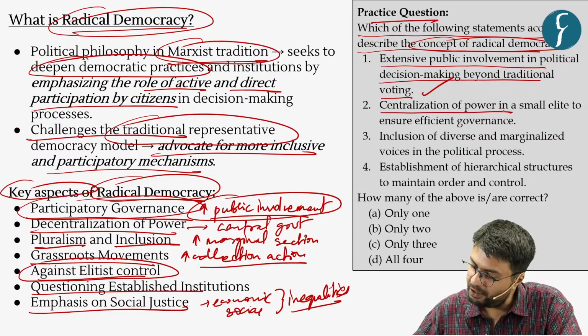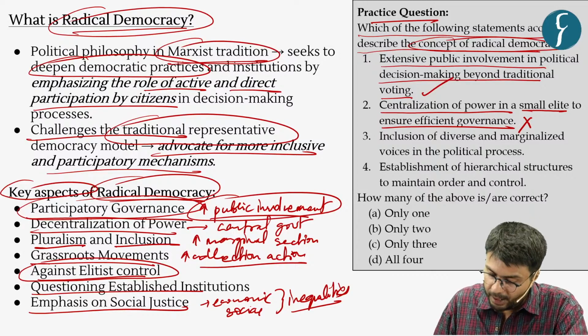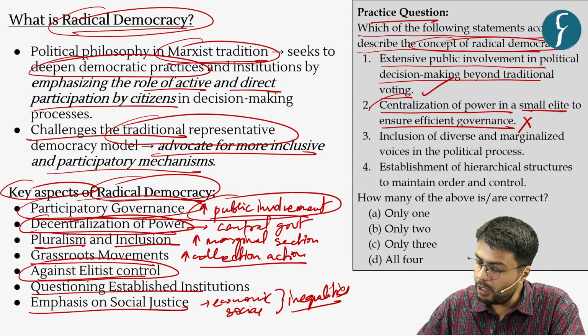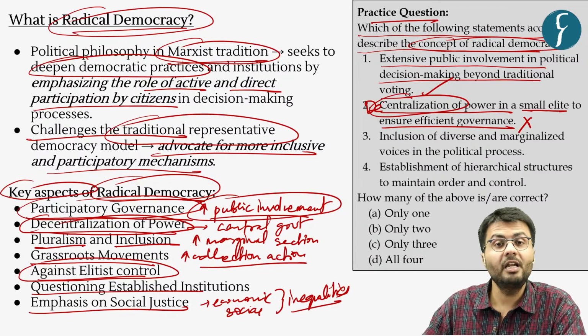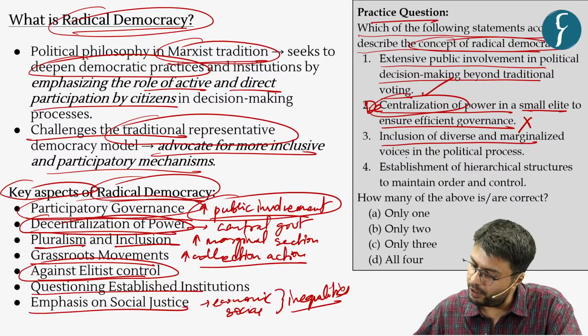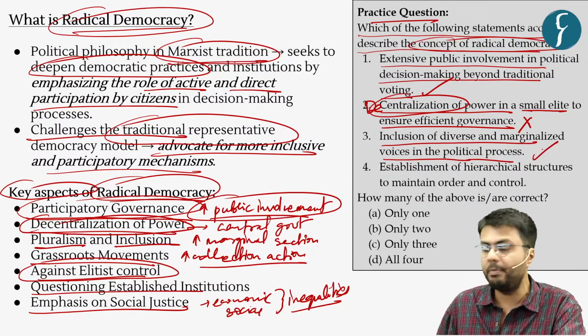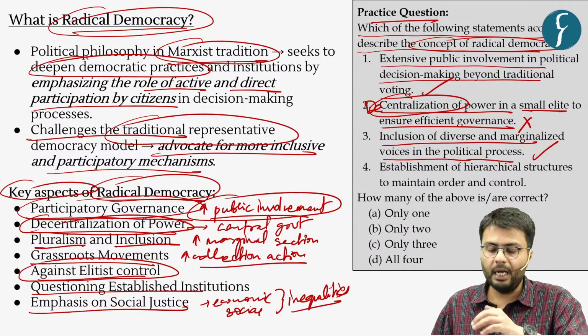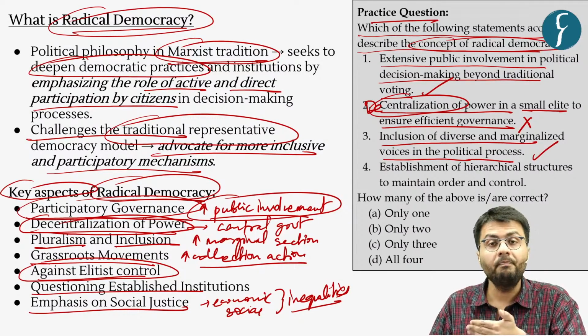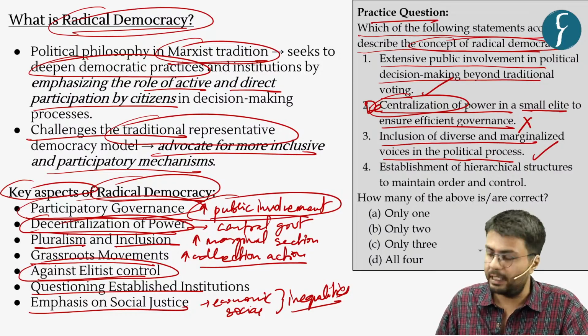Further, centralization of power in a small elite to ensure effective governance, which is incorrect because radical Democrats promote decentralization and not centralization of power. Further, inclusion of diverse and marginalized voices in the political process is a correct statement of radical democracy because it aims to promote pluralism and inclusion in any society by promoting participation of the marginalized and downtrodden communities.